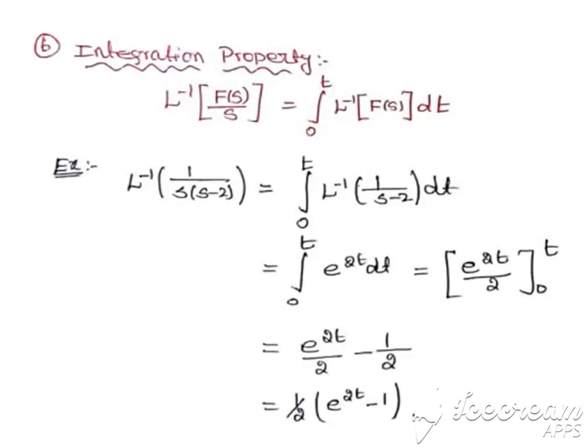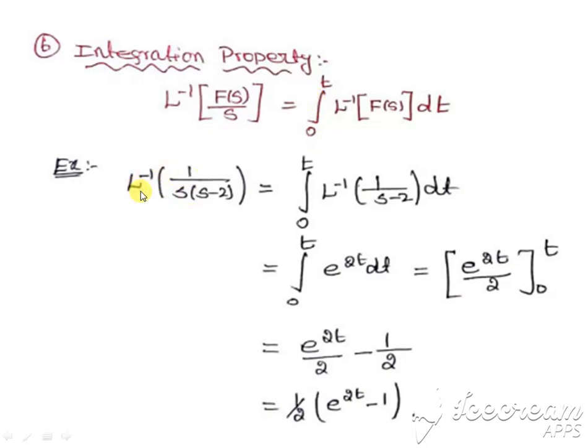So, the sixth property: L inverse of f of s by s. For that, we simply need to find L inverse of f of s, and then integrate the answer with respect to time, with the limit 0 to t.